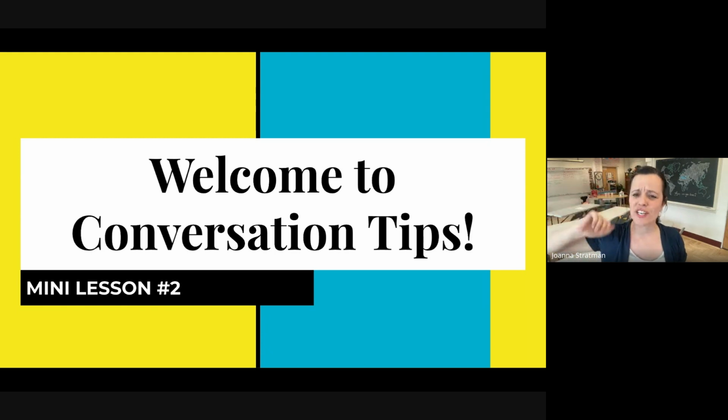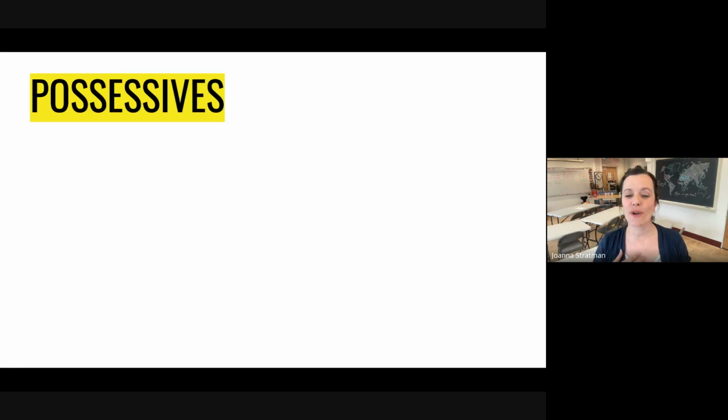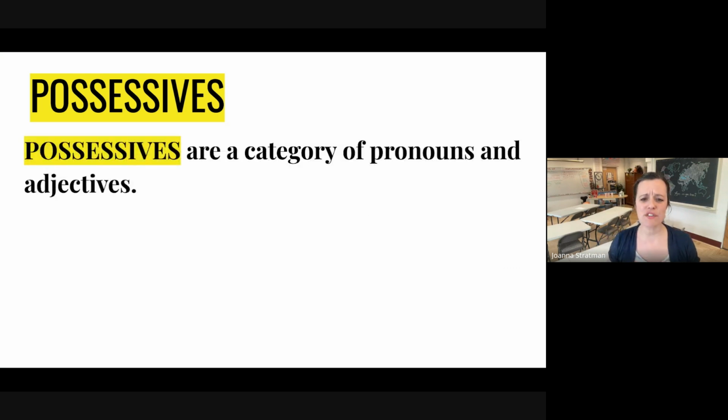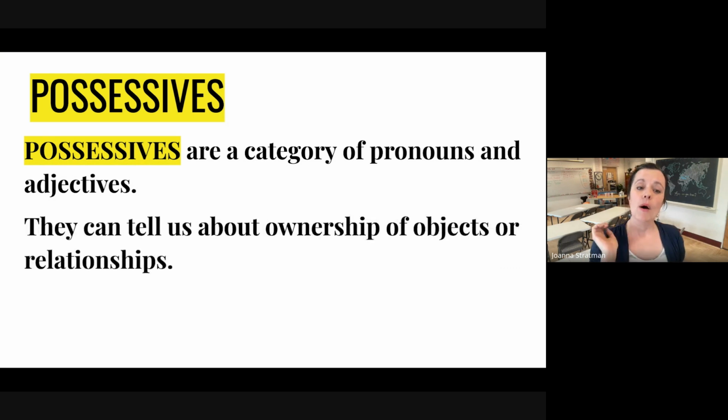Remember, these videos are to help you with small grammar concepts that can improve your communication. This is mini lesson 2, and in this video, we are going to explore possessives. Possessives are a category of pronouns and a category of adjectives. Possessives are important because they can tell us about ownership of objects, but also about relationships.